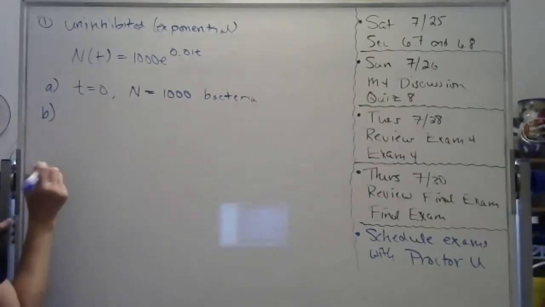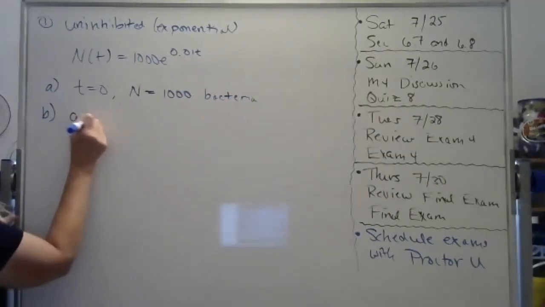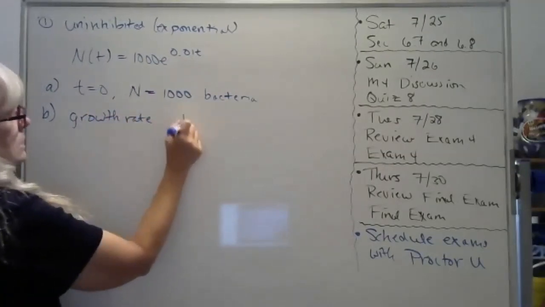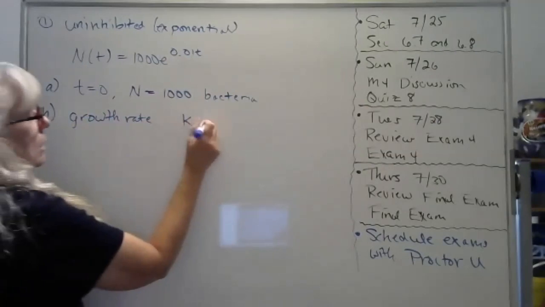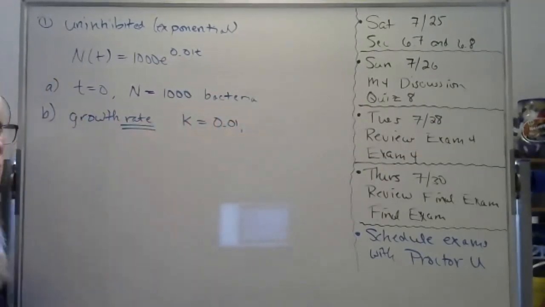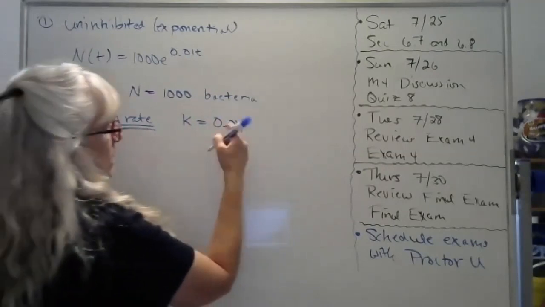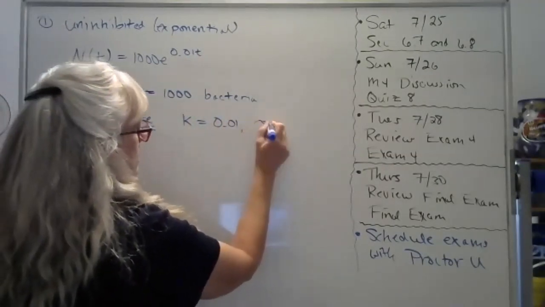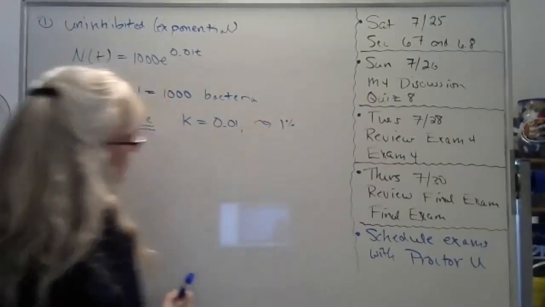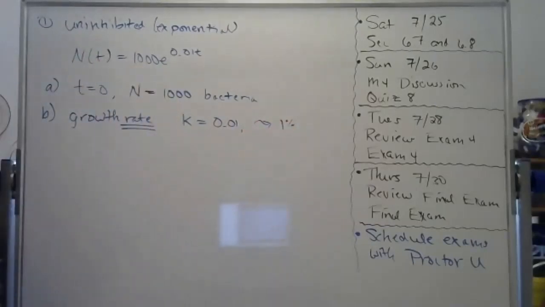Part B on that question is asking us for the growth rate. So the growth rate is K, that's our exponent up there. It's 0.01. When they're asking for it as a rate, they probably want it as a percentage. So we're going to take that 0.01 and translate it into a 1% growth rate. So there it is as a percentage. So they're just making sure you understand the vocabulary that we're using today.